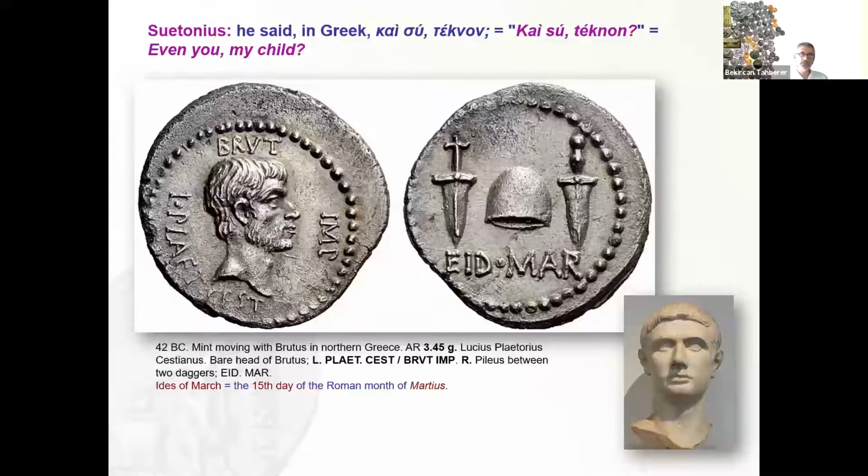with the representation of the murder and their reasoning for that. So the pileus, the cap of the slaves, represents the freedom of the Roman people with dagger. And Suetonius famously explains the last statement by Caesar, kai su teknon, even you, my child.